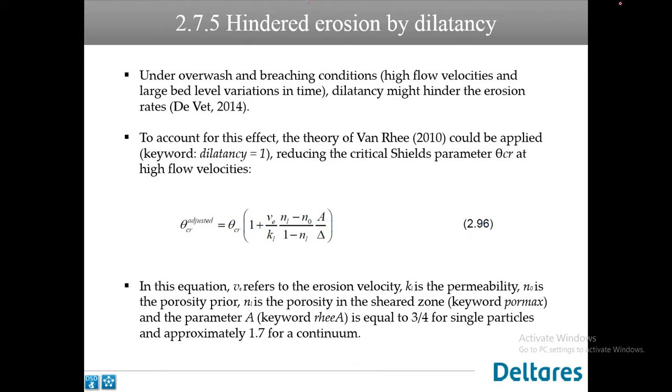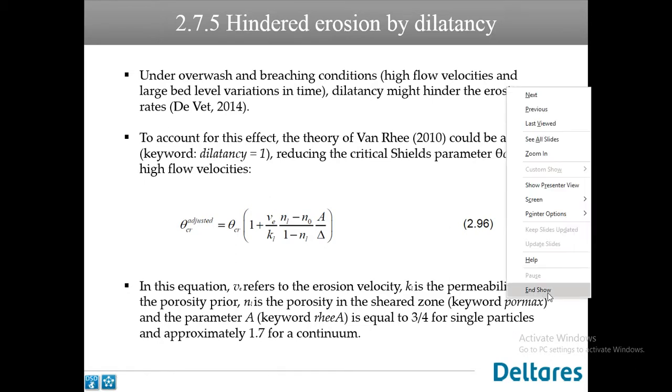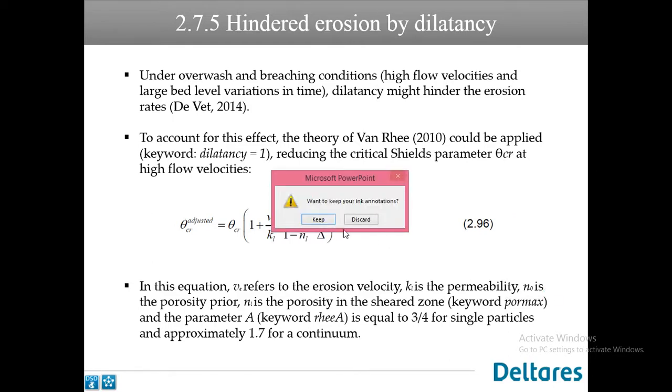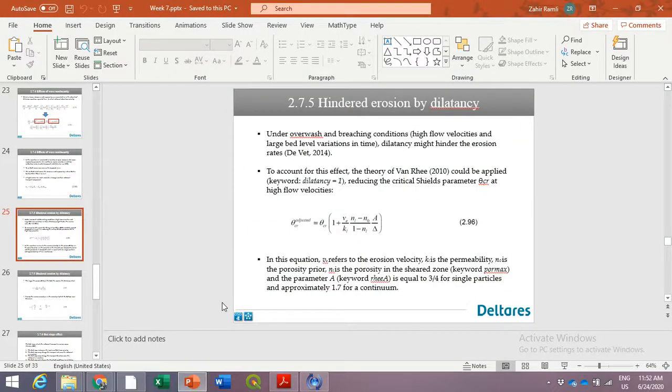Okay, I will pause a bit for this part. Wait a second and show this card.